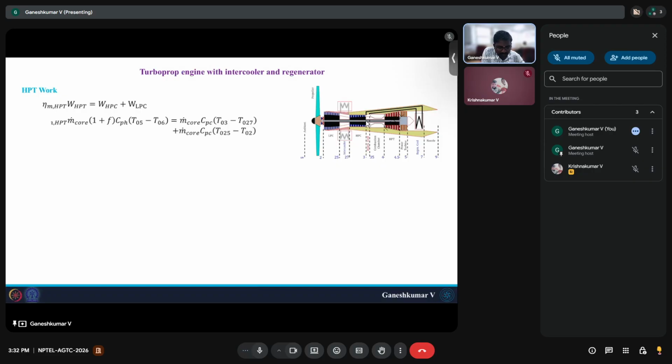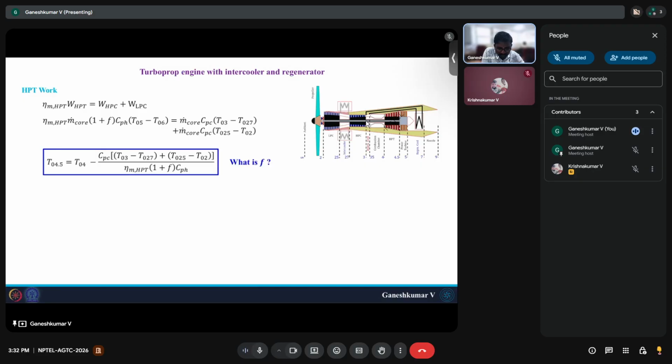So you can substitute the temperatures to find out what is T04.5. If you substitute this, you will end up having this as your final equation, which will have f also as an unknown here. So to find f, we use the combustion chamber equations.